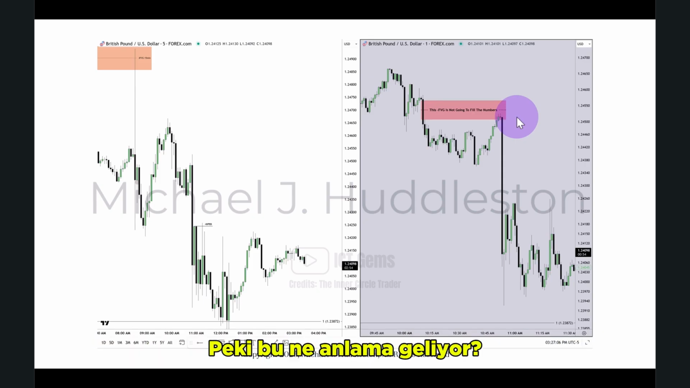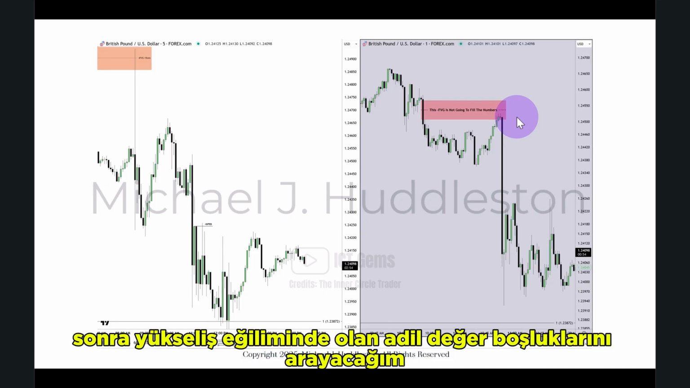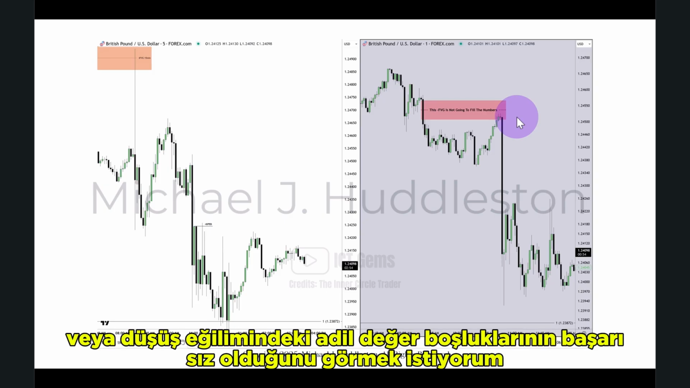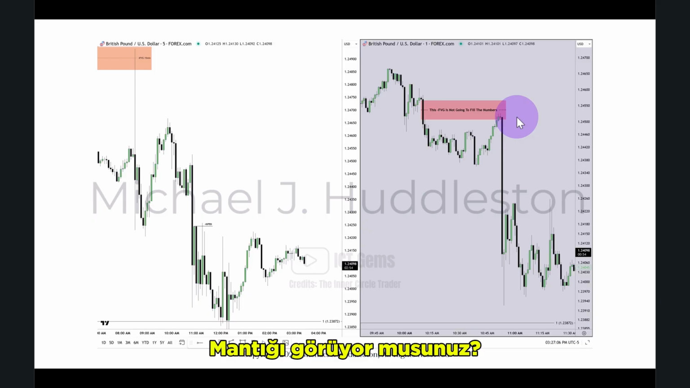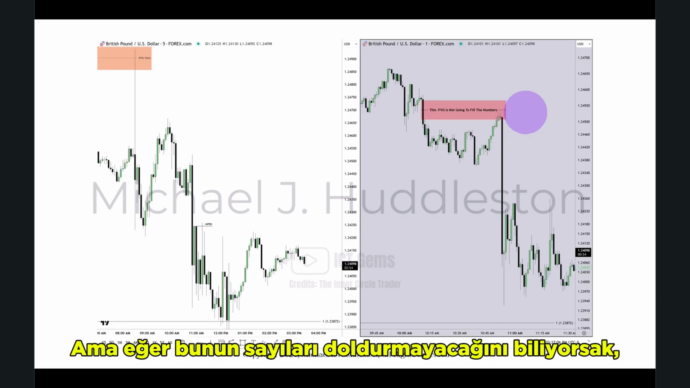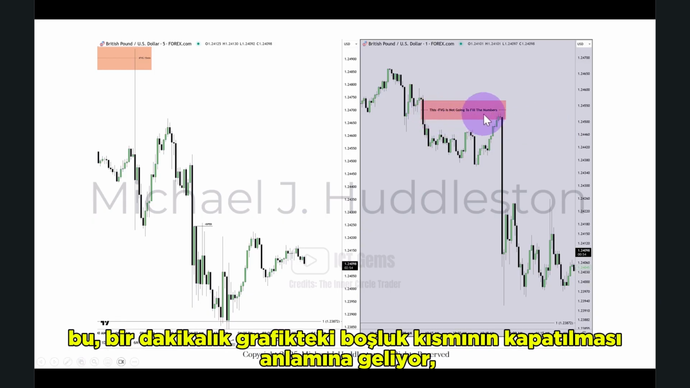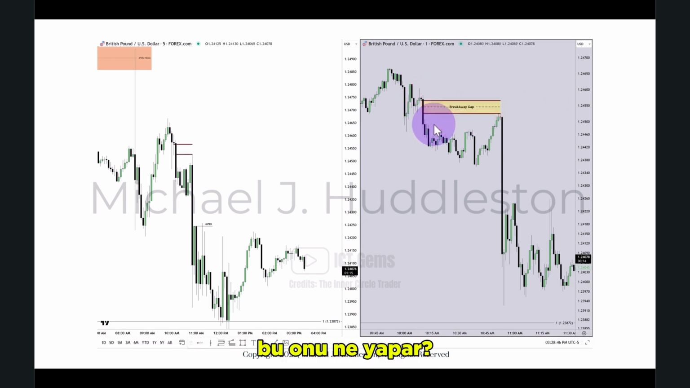Now, what does that mean? Well, if we look for setups that are drawing towards a buy side liquidity, then I'm going to be looking for fair value gaps that are bullish. Or I want to see bearish fair value gaps fail and then become inversion fair value gaps. See the logic there? But if we know that this is not going to fill the numbers, that means close in the gap portion here on the 1-minute chart, what does that make it? It makes it a breakaway gap. It's not likely to fill.